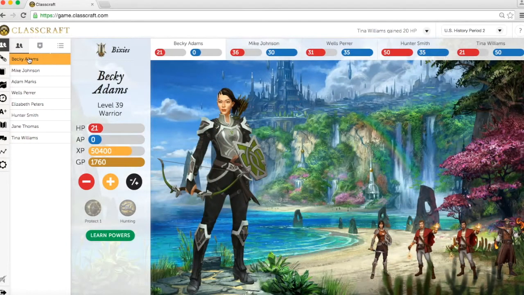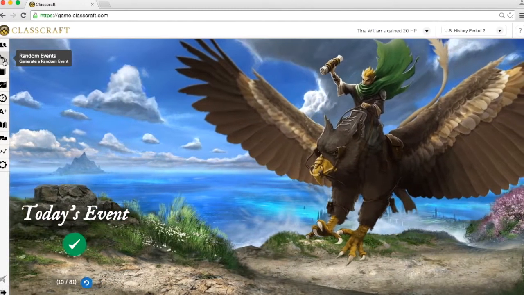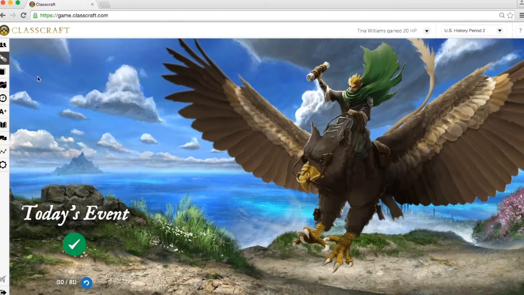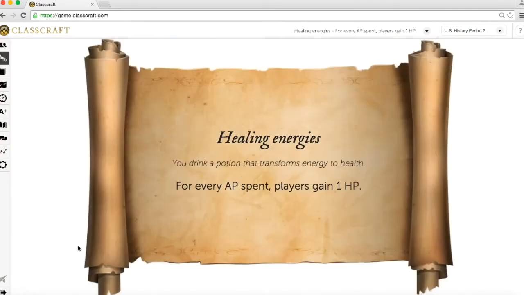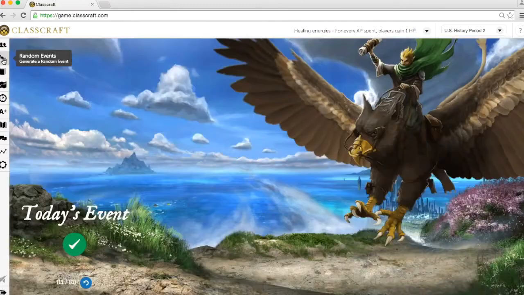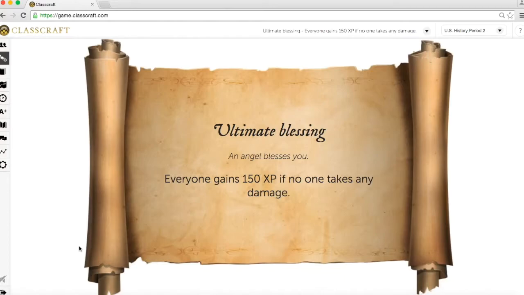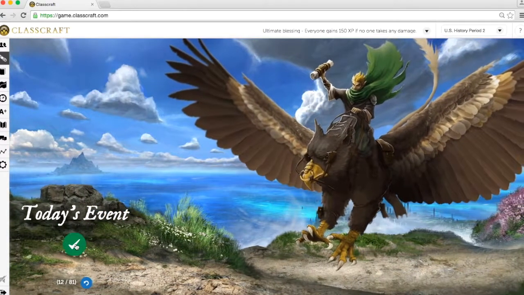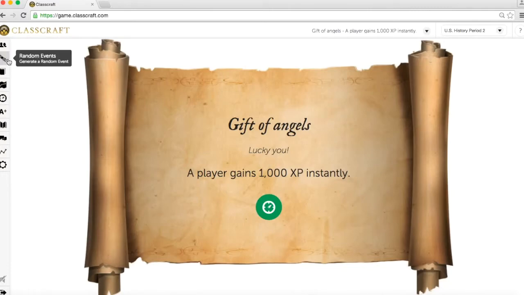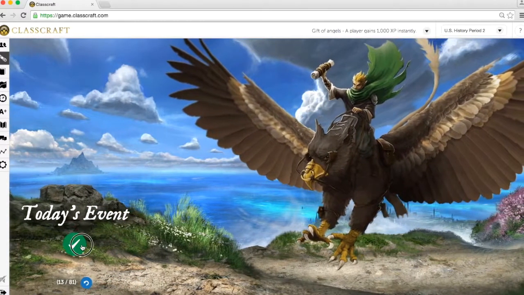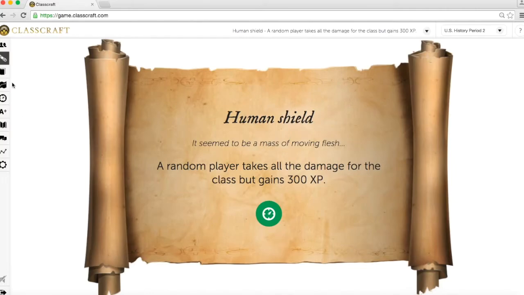Another feature that helps students stay engaged in Classcraft is the daily event. The daily event generates a random event from a list. These can be beneficial to students by giving the whole class, a team, or an avatar class such as all of the warriors, a reward, such as extra action points, health points, or experience points. However, some events do exactly the opposite. It keeps the game interesting and builds excitement about the game.